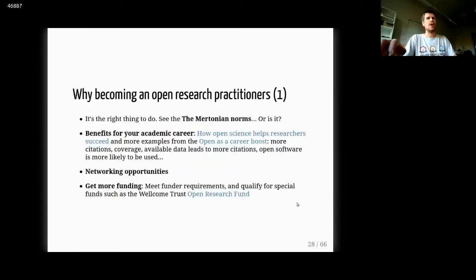Being an open researcher also opens networking opportunities. And in May last year, I gave a very similar talk in Delft, where I was invited by a former colleague and friend of mine in Cambridge. So we were in Cambridge and she moved, and then she invited me to give a talk. So this creates, I think, very beneficial networking opportunities, which are important in what we do. But also get more funding. You need to meet funders' requirements, and these become more and more linked to openness of your research. But some funds, like the Wellcome Trust Open Research Fund, are specifically dedicated to open research.